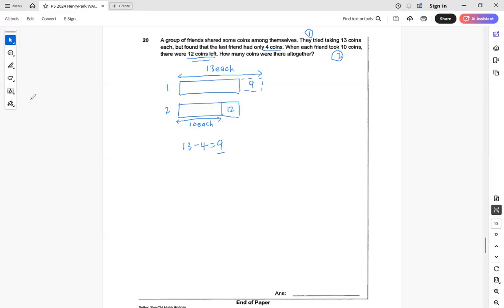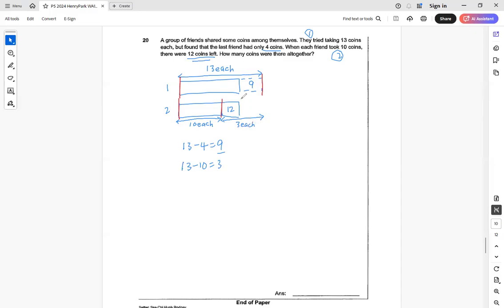Okay, so take note, for this one: from here to here, each friend can take 13 each. And then from here to here, each friend can take 10 each. All right. So the difference, you can take 13 minus 10 is 3. So the difference from here to here, they can afford to take 3 each. Because here to here is 13 each, so 10 each, so here must be the remaining 3 each.